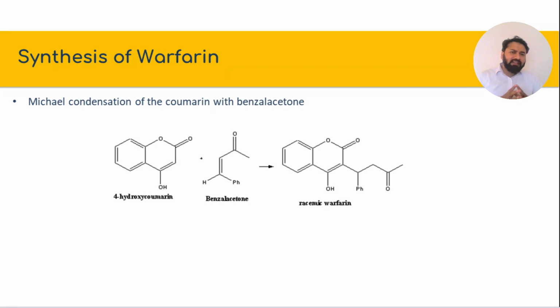What is the Michael reaction, or Michael addition? It is the nucleophilic addition of a carbanion or another nucleophile to an alpha-beta unsaturated carbonyl compound. It belongs to a large class of conjugate additions, and is one of the most useful methods for the formation of carbon-carbon bonds. This is how warfarin forms, and the warfarin formed is a racemic mixture.